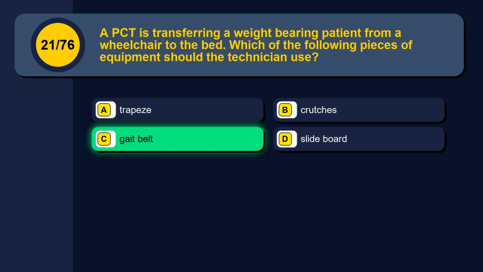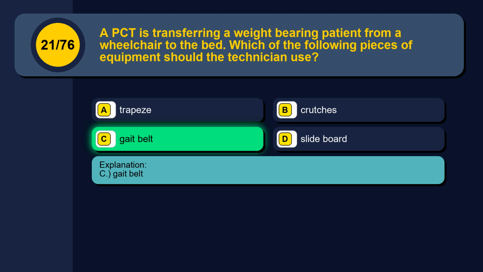The correct answer is option C. Gait belt.